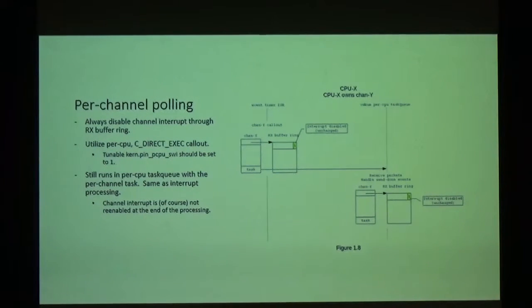We always leave it disabled, and we utilize our per-CPU callout and run the callout at the C direct exec, so we save some callout thread scheduling cost. And for this to run, we will have to enable a tunable, its current pin PCPU SWI. The callout itself will happen on the CPU that we have intended. For this case, the CPU X. The CPU X owns the channel Y, so the timer interrupt only happens on CPU X instead of on some other CPUs, which will require the IPI to schedule the task queue.